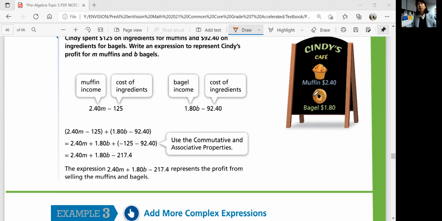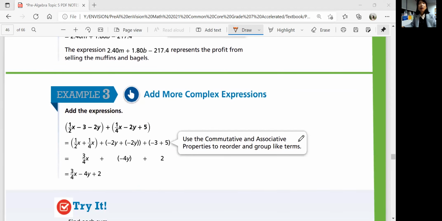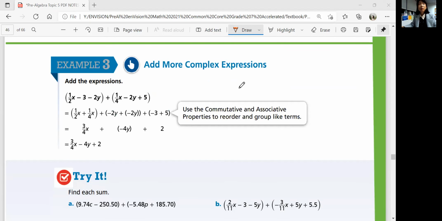B is for number of bagels sold. They're going to be different numbers. So you need to give different variables for the unknown things. Okay. Example 3, adding more complex expressions.